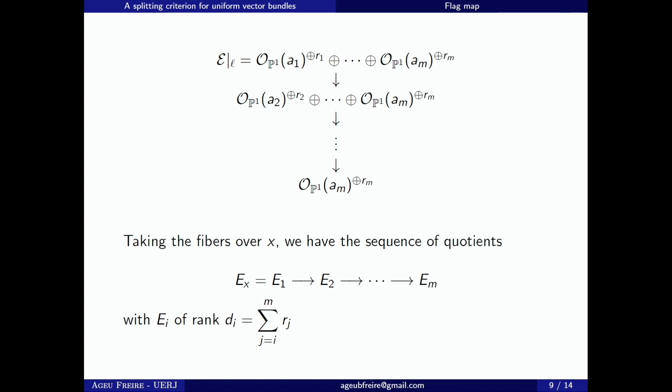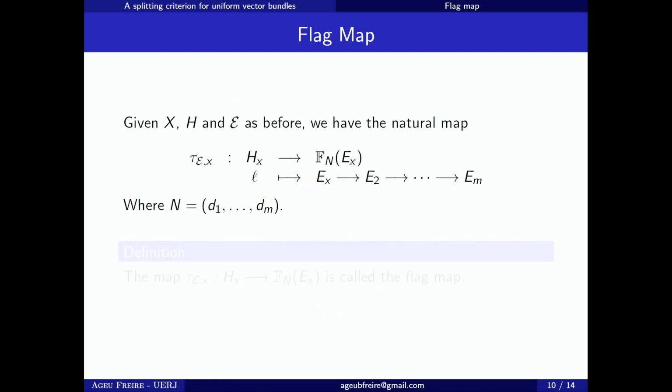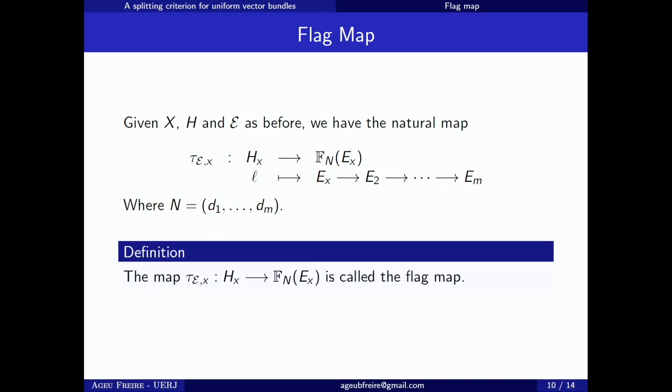And using this association, which is for any line, we can associate this sequence of quotients, we have a map. A map which takes a line passing through x and associates this sequence of quotients. And we say that this map is the flag map.